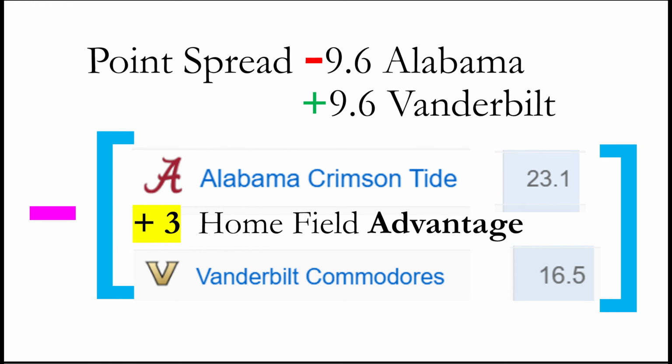College football has a stronger home field advantage, statistically. NFL's home field advantage is now currently 2 is the number for NFL. So instead of 3, if we do 4, then that would be Alabama 23.1 plus 4 is 27.1 minus 16.5.